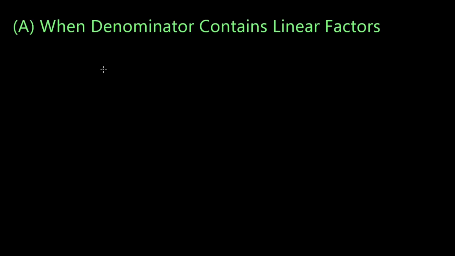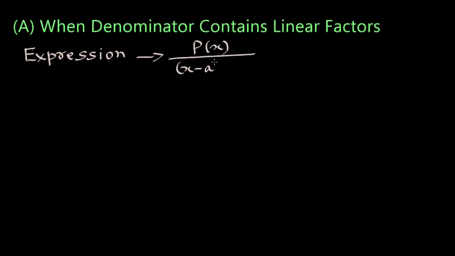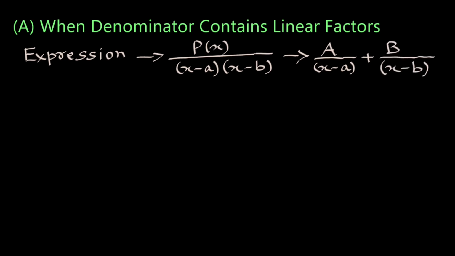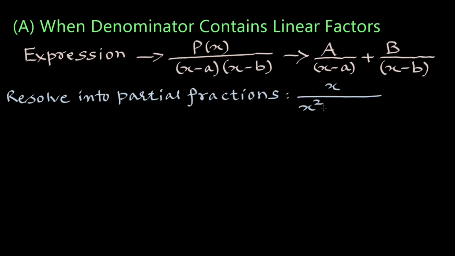In the first type, when the denominator contains linear factors, the expression is of the type px upon (x minus a) into (x minus b), and the form of the partial fraction is A upon (x minus a) plus B upon (x minus b). We will solve an example of this type. Resolve into partial fractions x upon x square minus x minus 12.